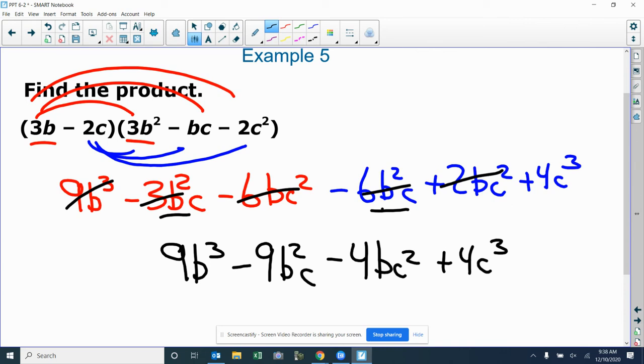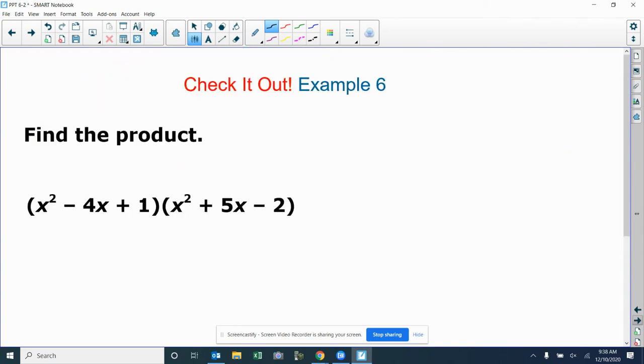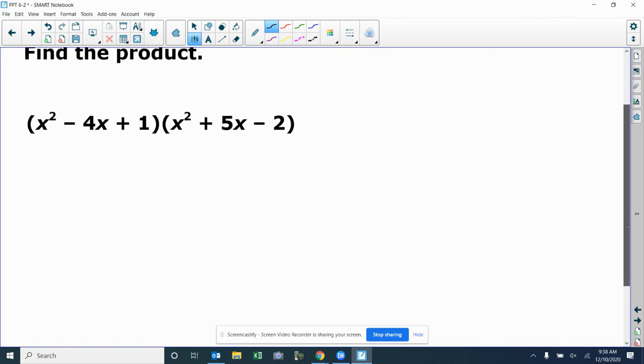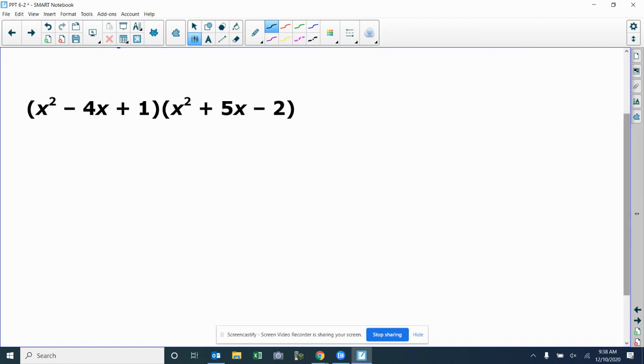Let's see what we got left. One more, and then we'll call it a day. Let's see how far we can get here. This will be our last one, and then you're gonna be able to knock that homework out, submit, and be done before you leave today.